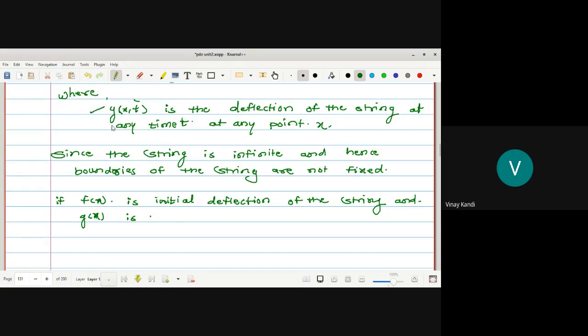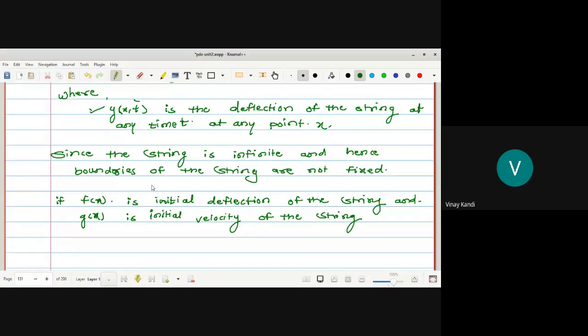म्हणजे काय याला काय करायचं डिफरेंशिएट yt of xt, that is nothing but g of x, the initial velocity of the string. Okay, suppose f of x is the initial deflection of the string and g of x is the initial velocity of the string.